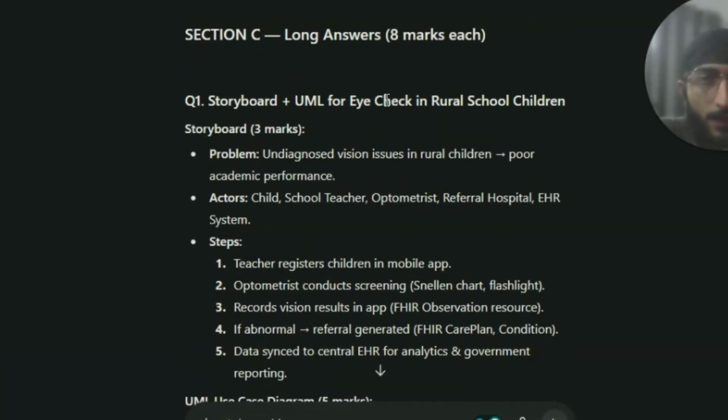Now, storyboard plus UML for eye check in rural school children. So the storyboard problem is undiagnosed vision issues in rural children, that is causing poor academic performance. The actors are a child, school teacher, optometrist, referral hospital, and EHR, that is the electronic health record system.